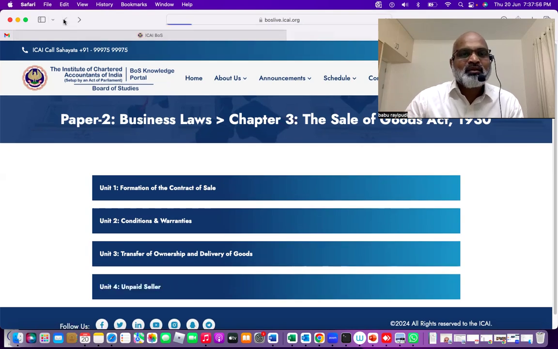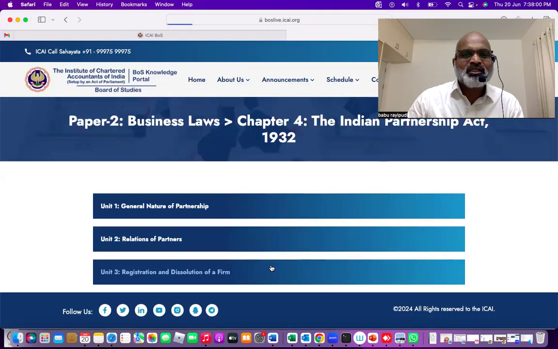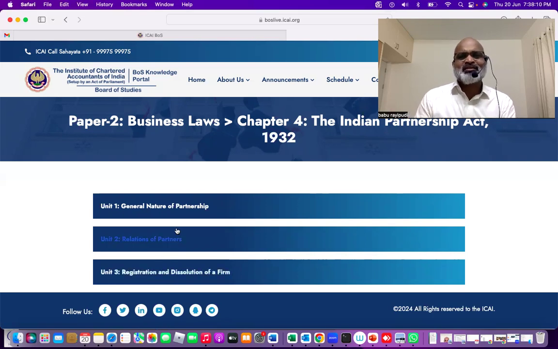Yes. Partnership and LLP. If you look at partnership, out of three important lessons, the second and third cover the relation of partners, rights, liabilities, etc. The first lesson is very simple. If you have read it once, you don't have to waste time again. But the second lesson and third lesson, especially dissolution of the firm and relations.